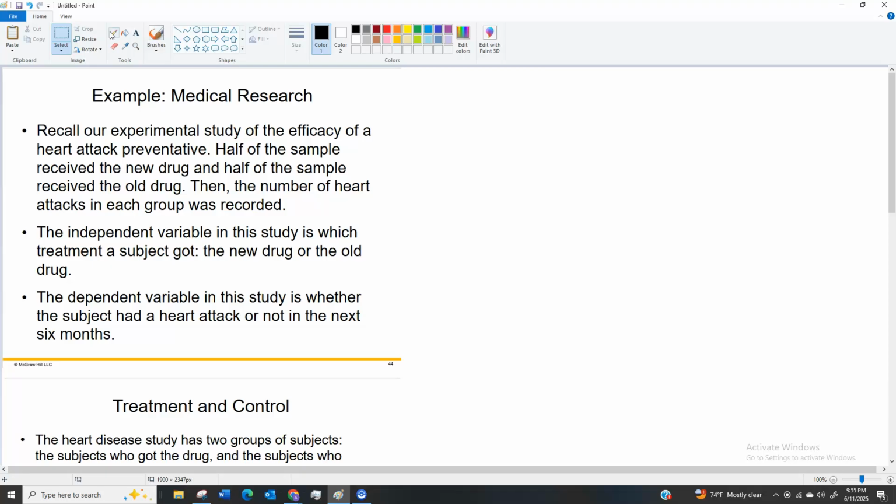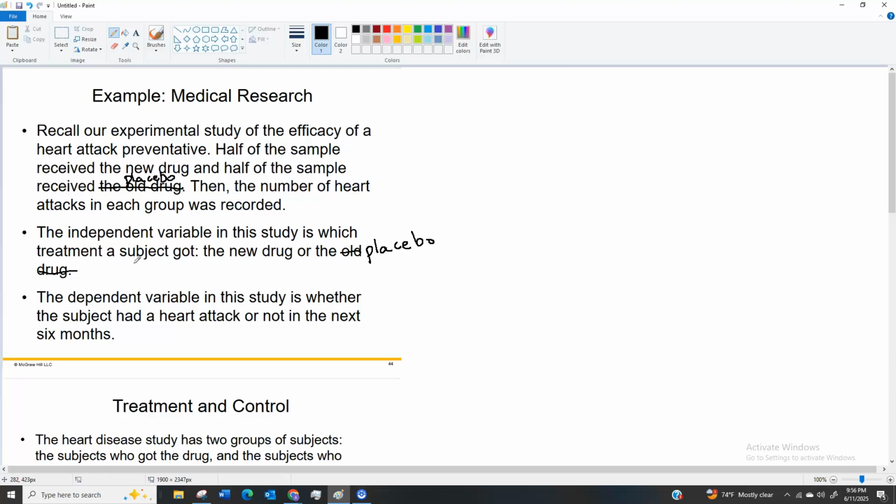This is a medical research example. It says, think about back to our experiment on the efficacy, which is how good it works, of a heart attack preventative. Half the sample received the new drug, and the other half of the sample received, this says the old drug, but I think the example actually said a placebo. And then the number of heart attacks in each group was recorded. The independent variable in this study is which treatment the subject got, the new drug or the, I'm going to cross this out because I know that was placebo. Somebody didn't match up the slides very well. Received, again, this was a placebo.